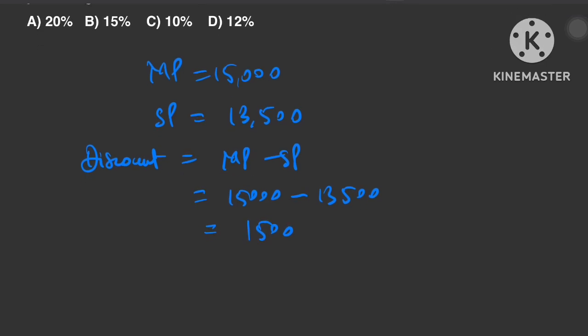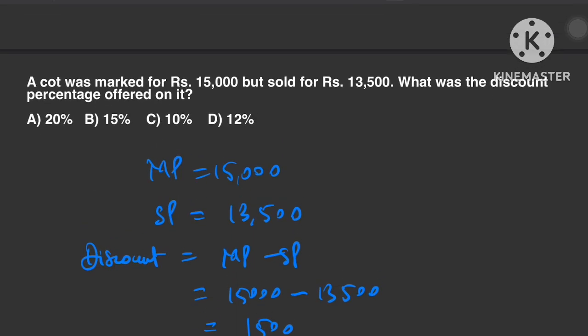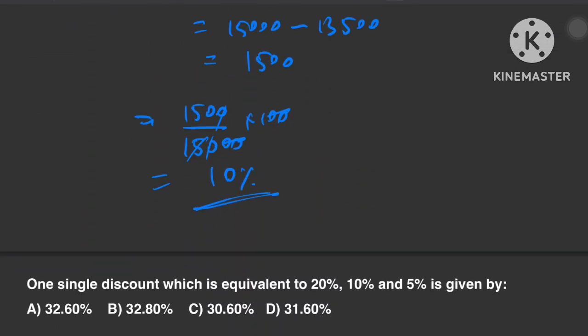Now discount is always given on mark price. Fine. So discount is 1,500 and the value of mark price is 15,000. Okay. We will cancel it. We will get 10%. So 10% is the value of discount. Option number C will be your answer.